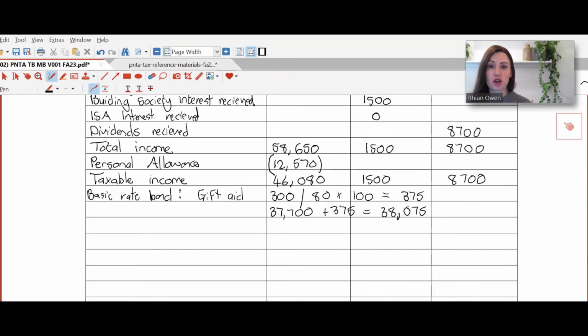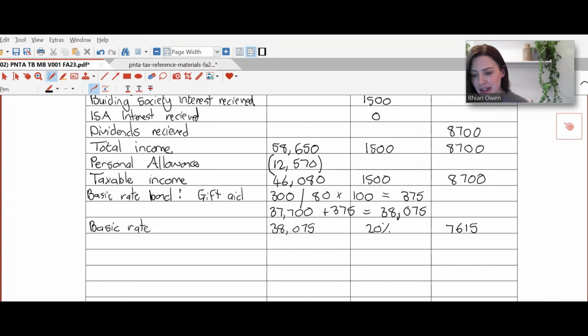Remember to always show your workings, so whether it be for extending the rate bands or restricting the personal allowance, make sure that you do show it. The basic rate band is now the 38,075, and that will be taxed at 20%. So £7,615.